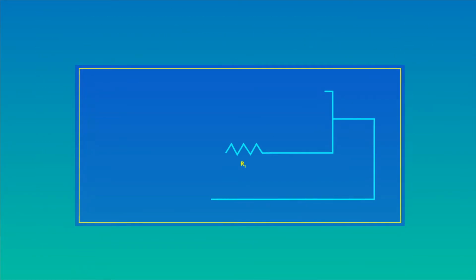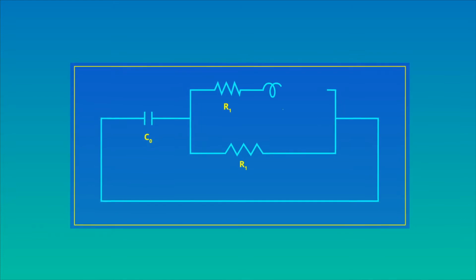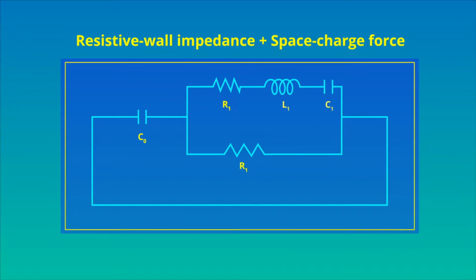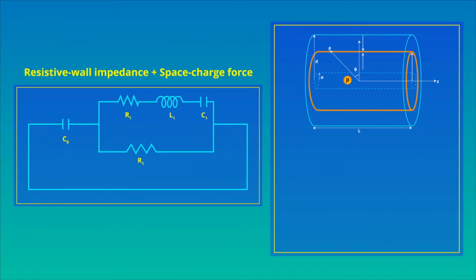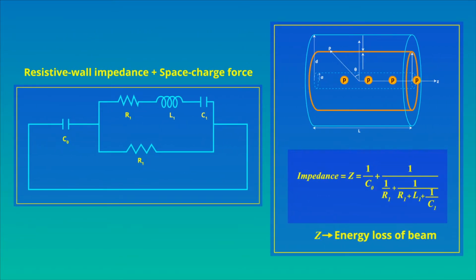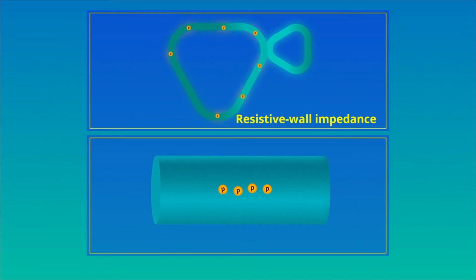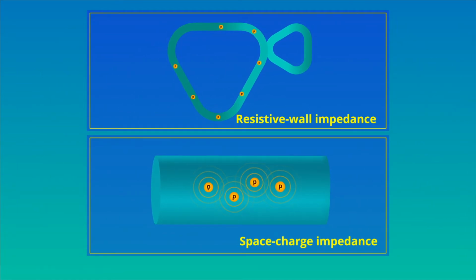In their new calculations, the researchers rewrite the resistive wall impedance with space charge force based on a parallel circuit theory and demonstrate how the impedances are determined to minimize the energy loss of the beam under given circumstances. This picture naturally explains how the resistive wall and space charge impedances change for the chamber with various thicknesses.